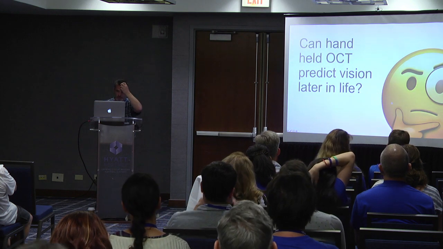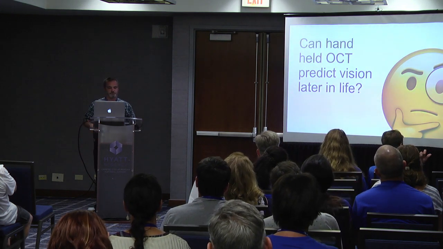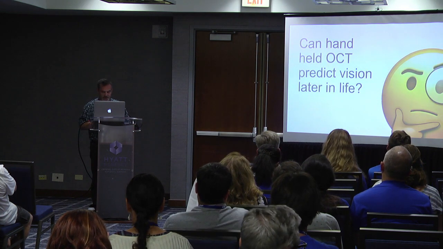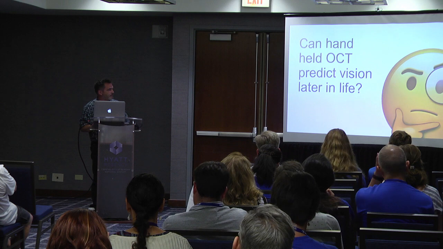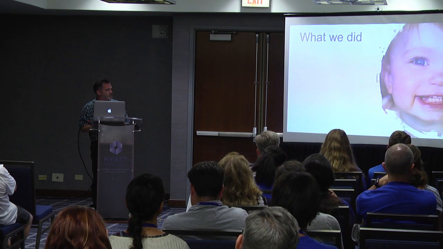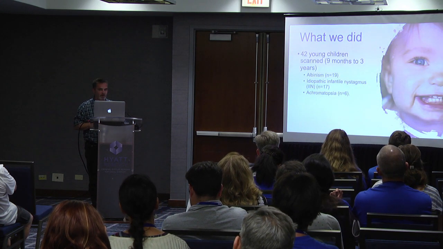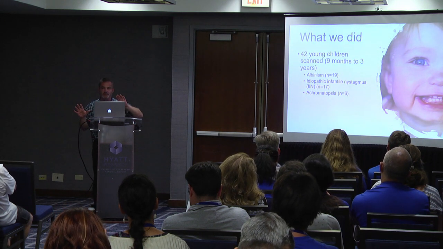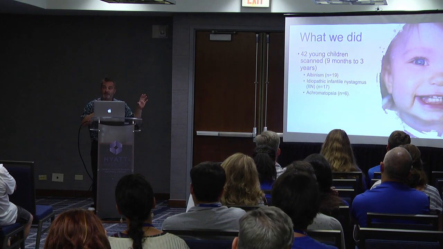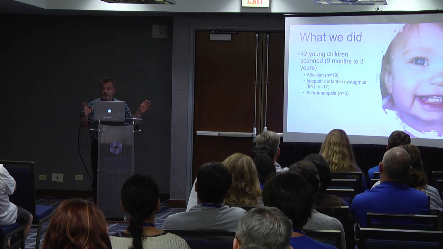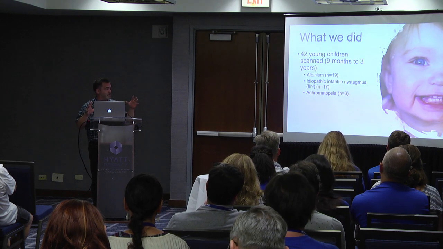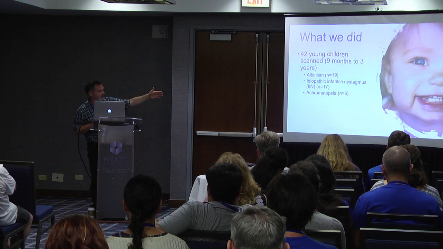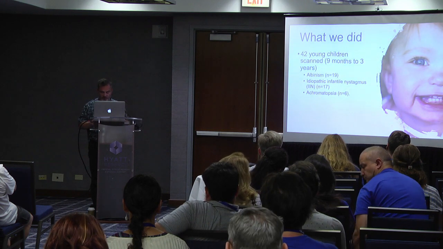One of the questions that we had yesterday was, can handheld OCT predict vision later in life? Can we predict vision later in life? What we have done quite recently, and we're just getting the data together at the moment, is we have taken 42 children who we scanned about 4 years ago, because the device has only been around for 5 years. So as we carry on, we'll get more and more data. Some of them had albinism, some had congenital nystagmus, some had achromatopsia.